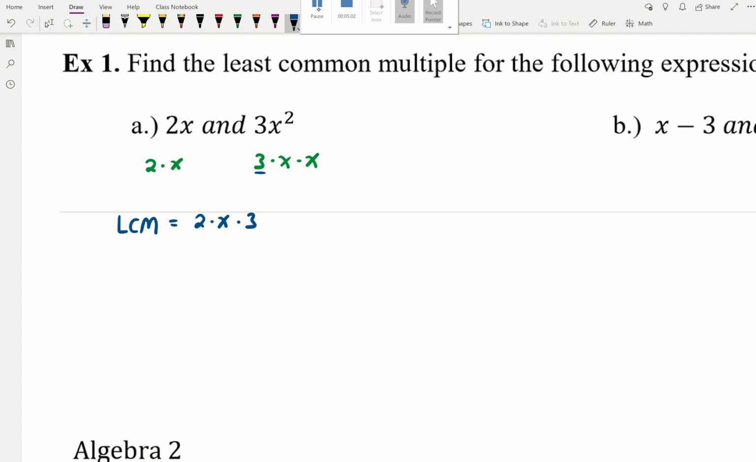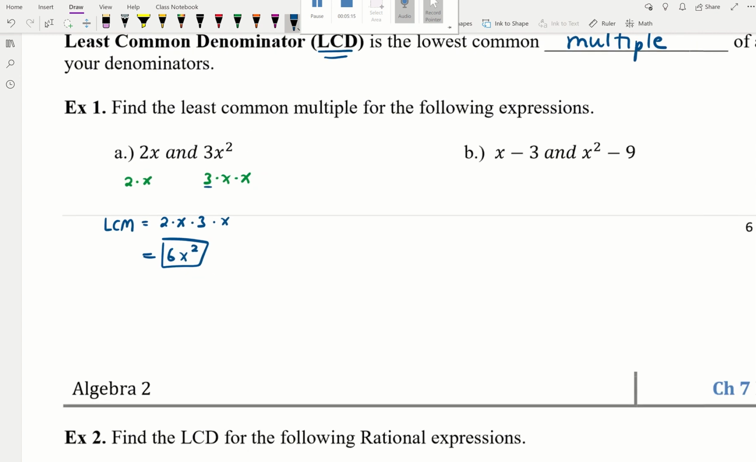There's two different x's here. We have one, we need to have a second. So our least common multiple is going to become 6x squared. All right, and that's something that's going to help us later on.